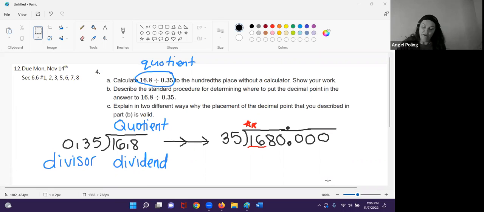Then we skip that value and we look at the 168 and we say, how many groups of 35 can I make out of 168? That's how the algorithm goes. I did this already beforehand. I found that to be 4. So 4 groups.